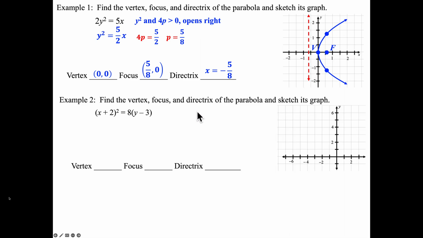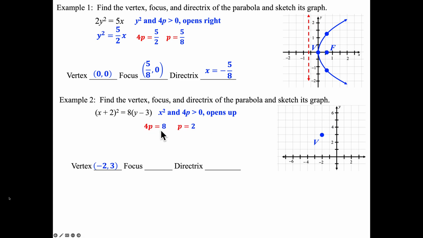Example 2, find the vertex, focus, directrix of the parabola and sketch its graph. Okay, well, I can see the vertex right now. Find the x, change the sign, negative 2. Find the y, change the sign to a positive 3. So plot my vertex. And since 8 is my 4p and it's positive and my x is being squared, we're opening up.